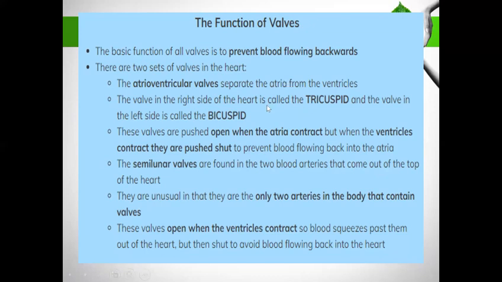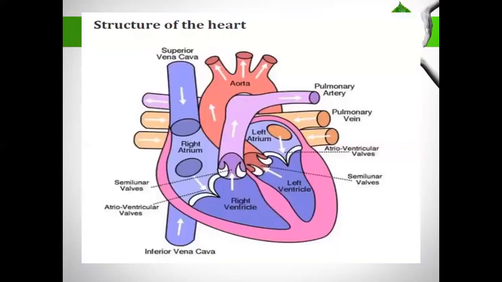In the same way, semilunar valves are responsible for taking the blood from the ventricle and transporting it either to the lungs or to the body parts, but this blood does not go back again. So mainly the function of a valve is to prevent the backflow of blood.